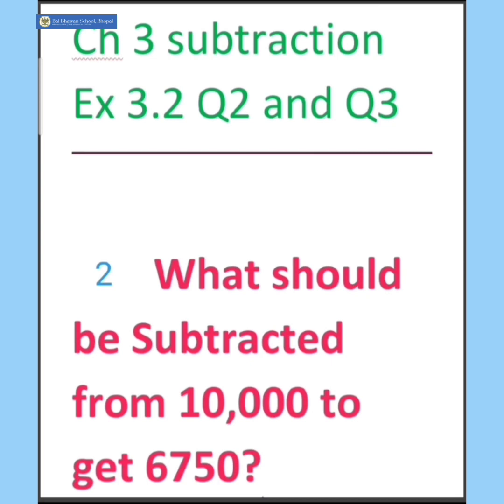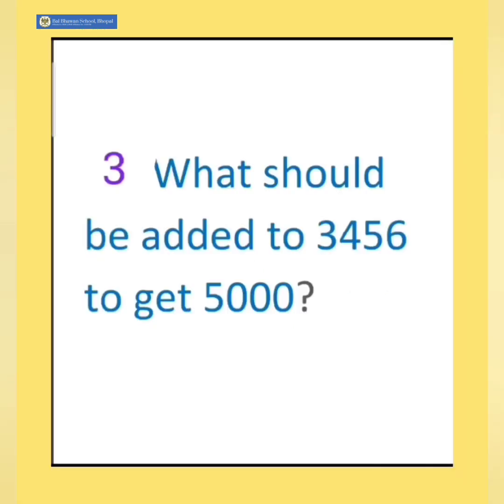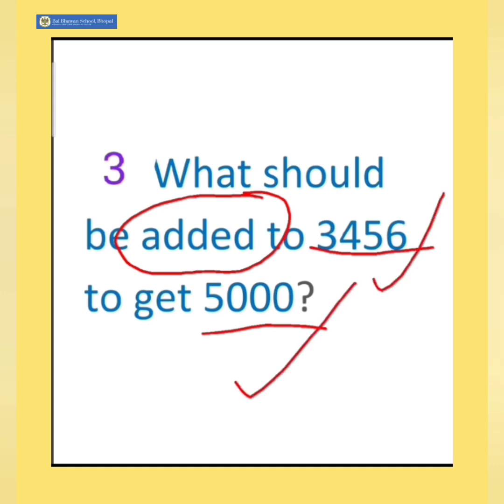Today we are going to begin solving exercise 3.2 question 2 and 3. In question number 2, let us read what should be subtracted from 10,000 to get 6,750. It means we have to take away 6,750 from 10,000. Next question is what should be added to 3,456 to get 5,000. In this question also, whenever there is a question to find out what should be added to, we will subtract and find the difference between the given numbers so that we can get the addend.